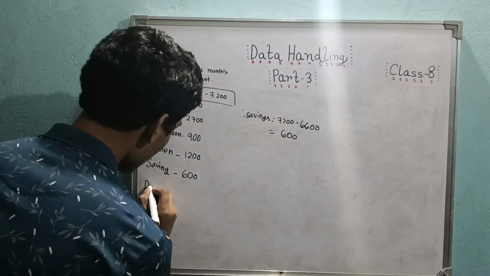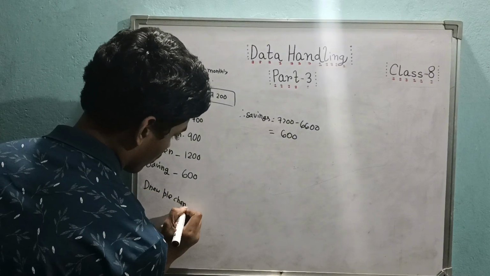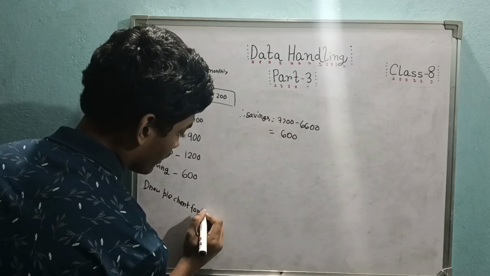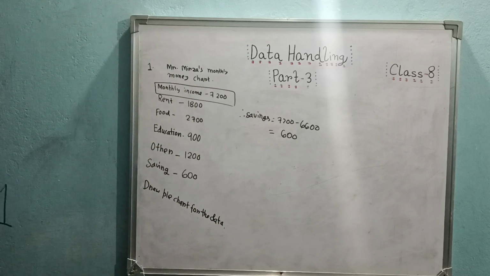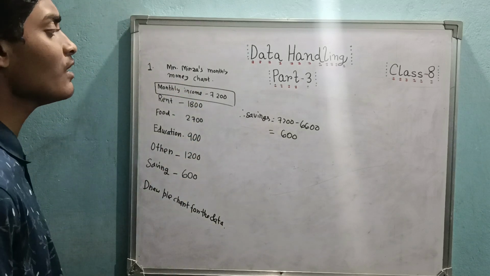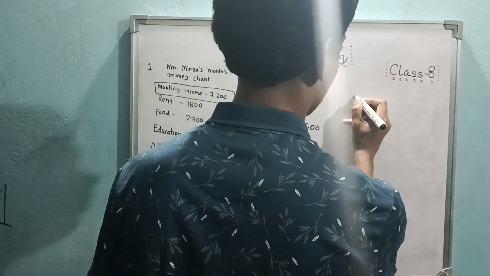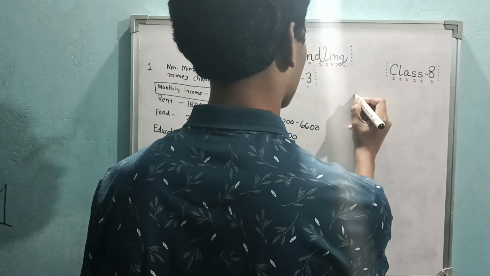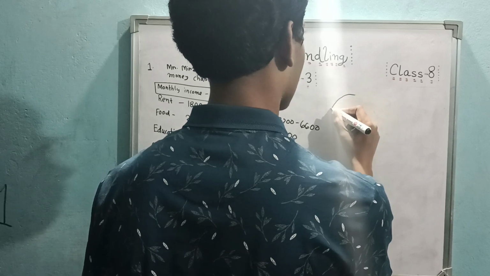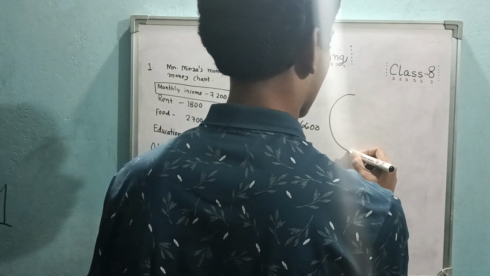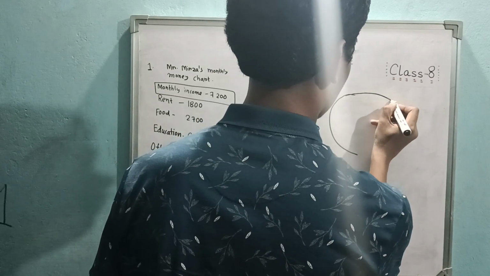Now draw a pie chart for the data. So we have to represent his expenditures in a pie chart. Okay, so if I draw a circle, this is tough. You just try drawing a circle just like that. That's going good.